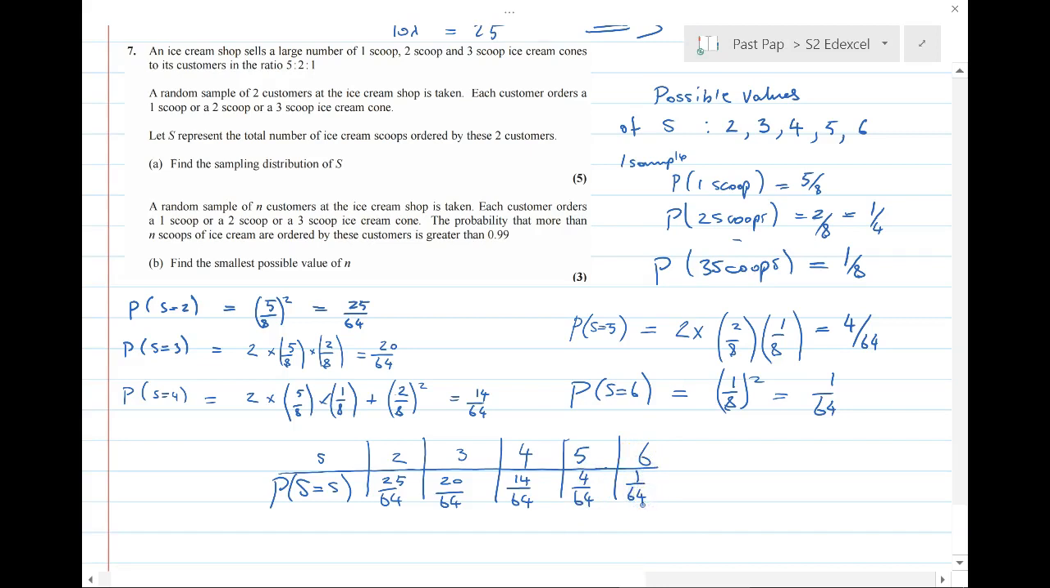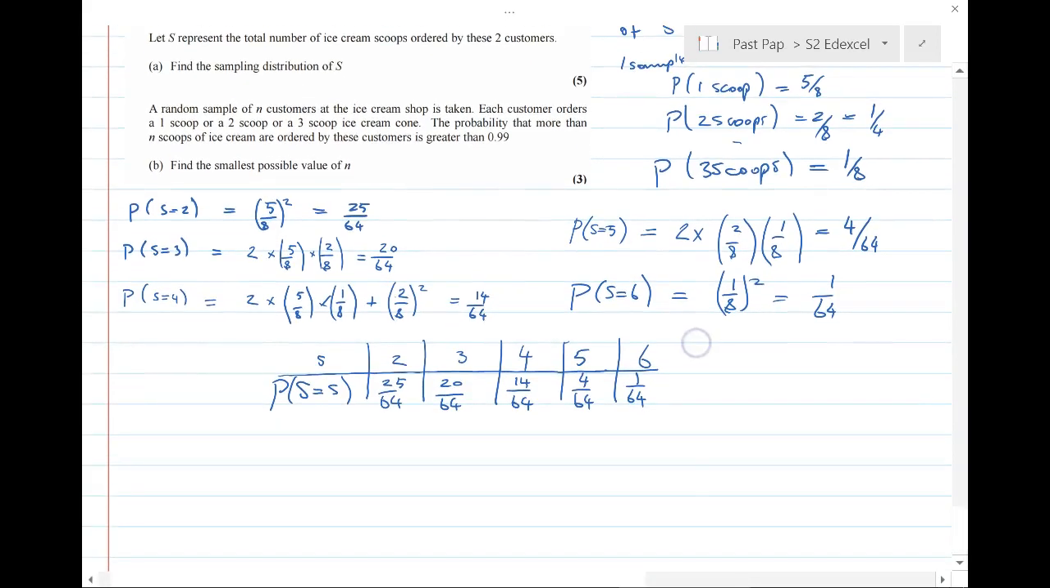Okay, nearly there, although quite a bit of work for these 3 marks. These final 3 marks are really testing our mental agility. It says a random sample of n customers at the ice cream shop is taken. Each customer orders a 1 scoop, a 2 scoop or a 3 scoop ice cream cone. The probability that more than n scoops of ice cream are ordered by these customers is greater than 0.99. Find the smallest possible value of n.